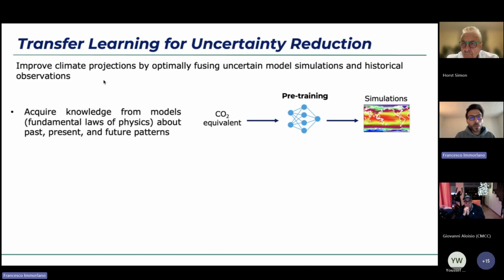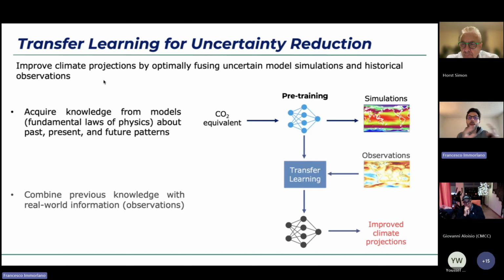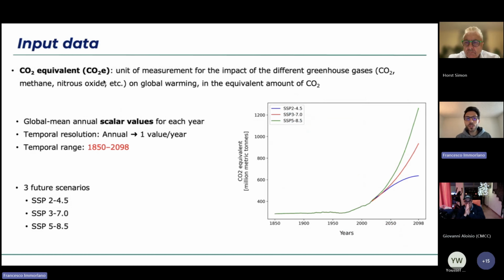How did we use transfer learning to reduce the uncertainty? The main idea was to first train our model on simulation data to acquire all the knowledge about the fundamental laws of physics, about the past, present, and future patterns, and subsequently combine this knowledge about the whole time period with the real-world information coming from observations to improve the global warming estimates.